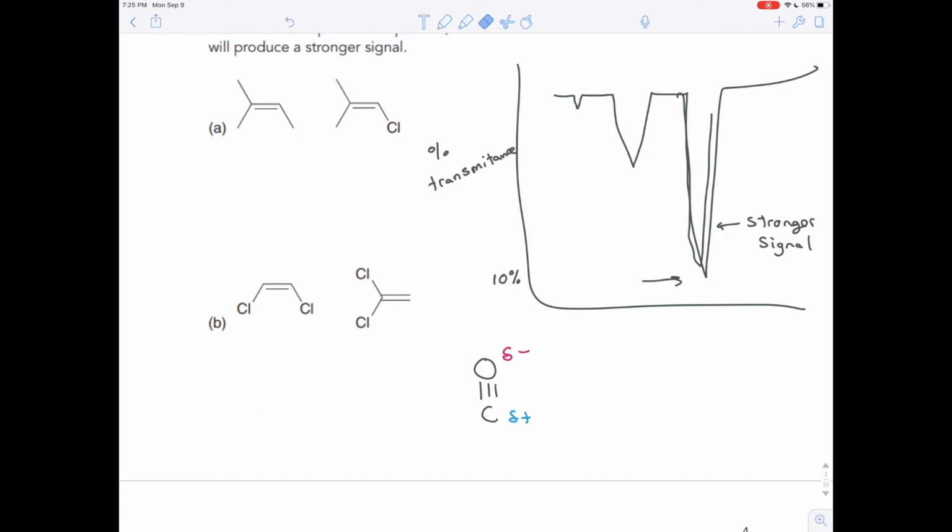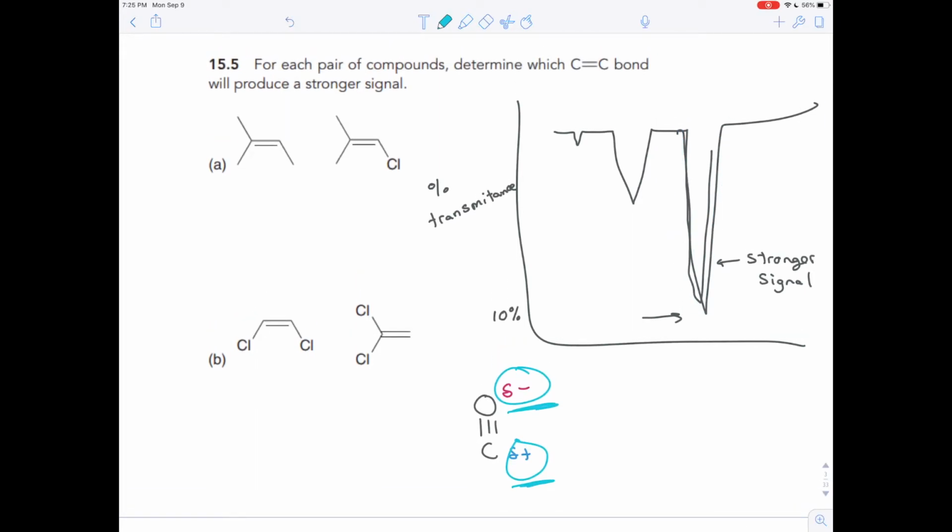So in other words, for a bond to cast a shadow, you have to have a dipole. You have to have a slight positive and slight negative charge in the two atoms in the bond. The bigger those charges, the deeper the dipole. In other words, the stronger the signal. So in this question, when they're asking you which of these molecules is going to produce a stronger signal, you're really looking for the one with the bigger dipole.